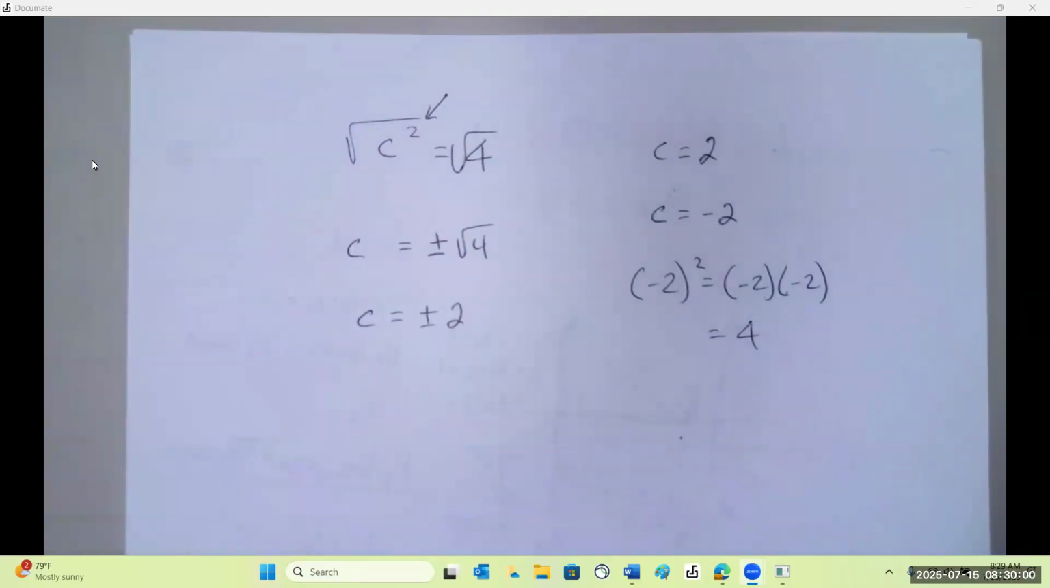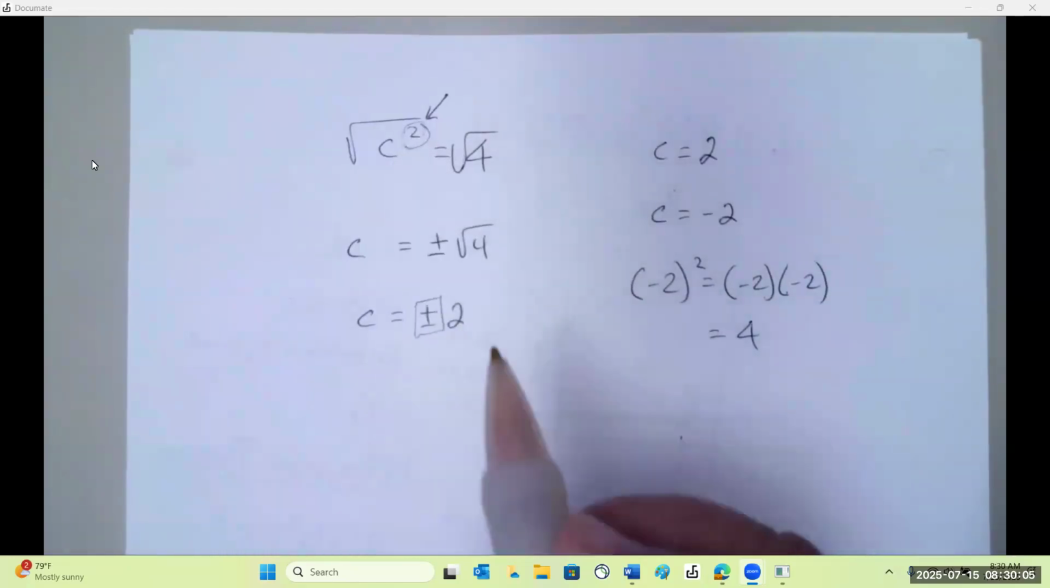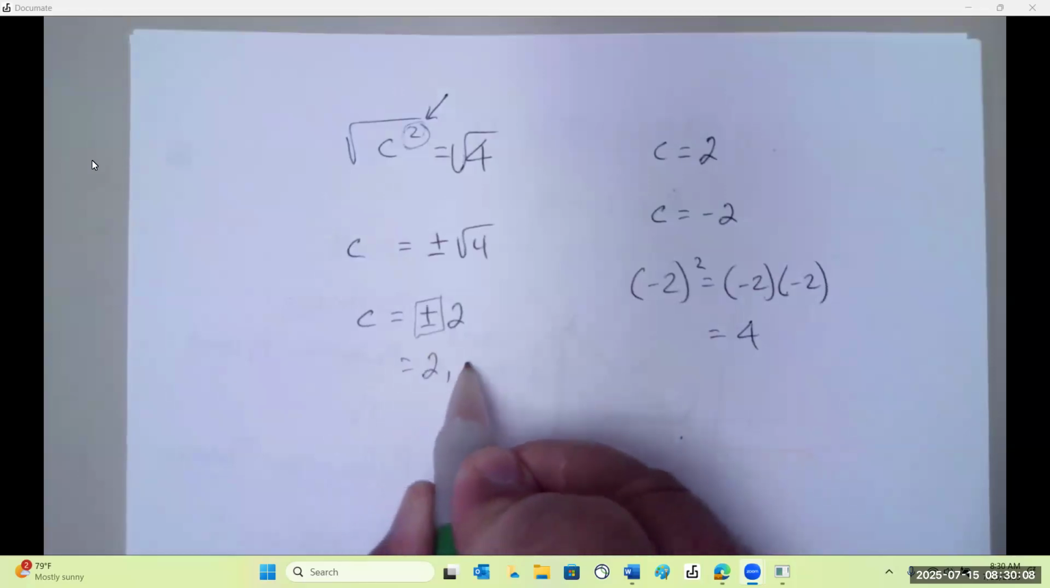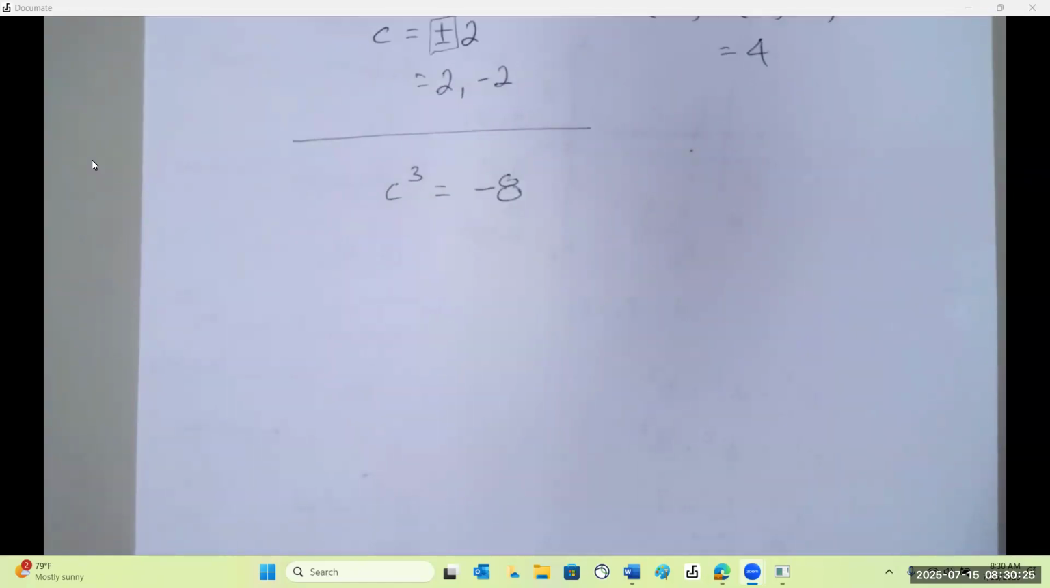So whenever you square root something that's squared to get it by itself, you have to put a plus or minus in front of the answer. Because what that means, the answer could be 2 or negative 2. That's if it's even. How about this one? Because it's positive, negative 2 times negative 2 will be positive 4.